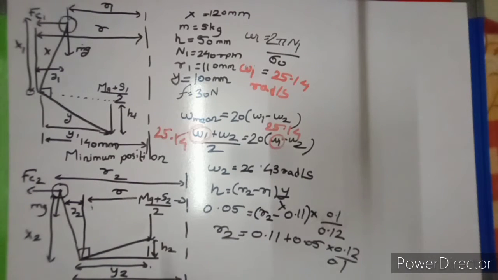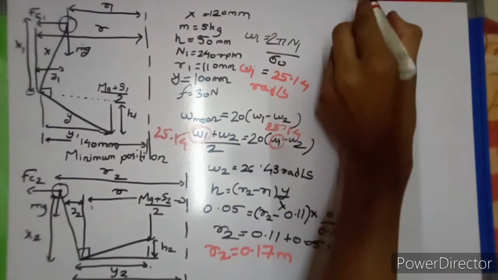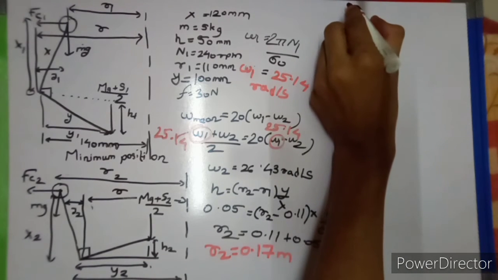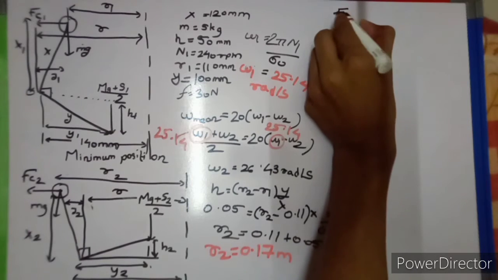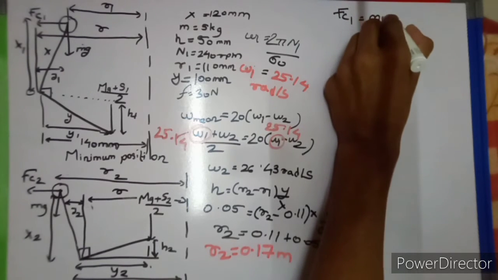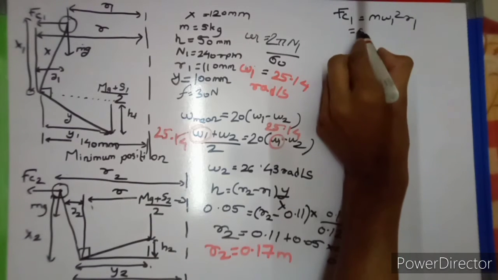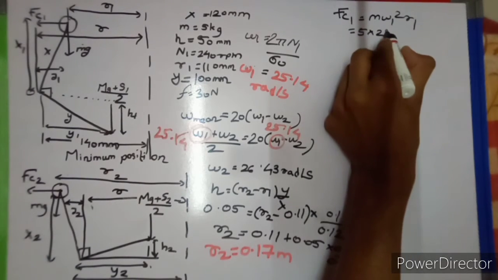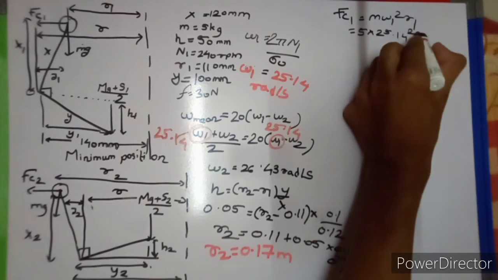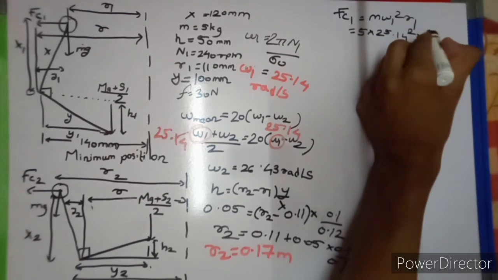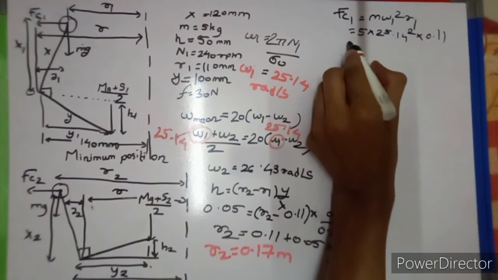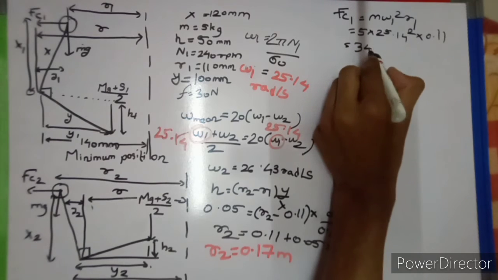So R2 is equal to 0.17 meter. Now see, it's a step-by-step procedure. Here what is the difference you will know. Now centrifugal force Fc is equal to m omega 1 square r1. So what is m? 5. What is omega 1? 25.14 square. What is r1? 0.11. So Fc1 value will be 347.6.